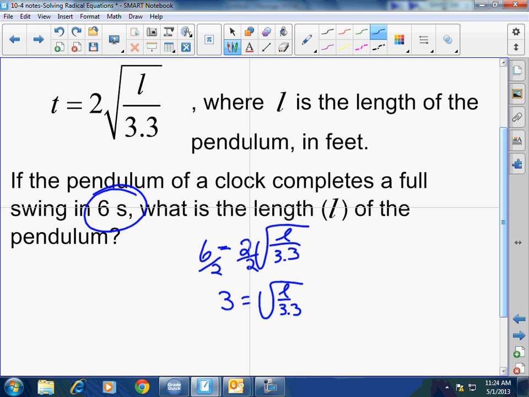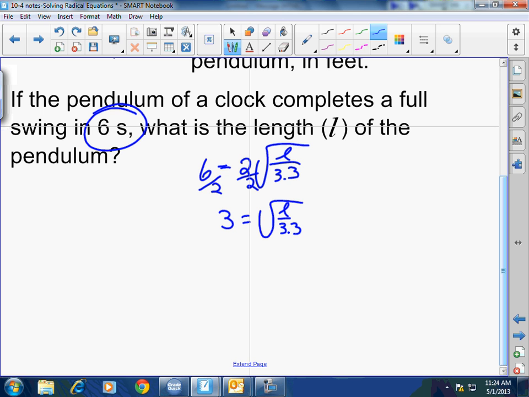How on earth do I get that L outside of there, my brothers? That's exactly right. You square both sides. So I get 9 equals the square root gets canceled by the power of 2, L over 3.3. How do I solve for L now?